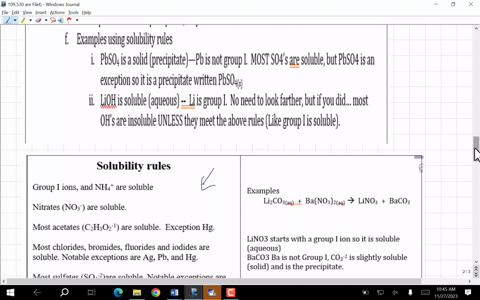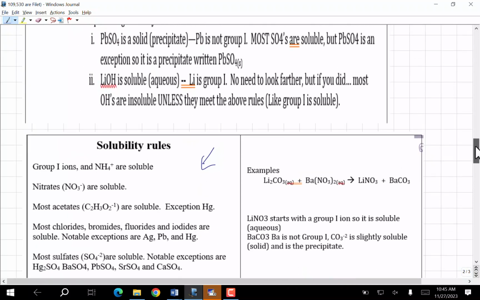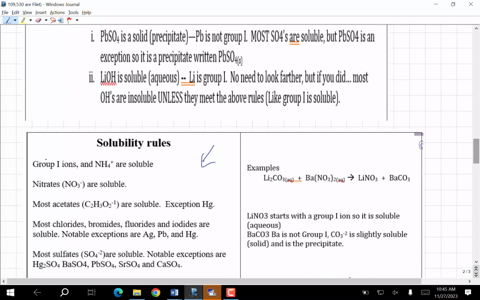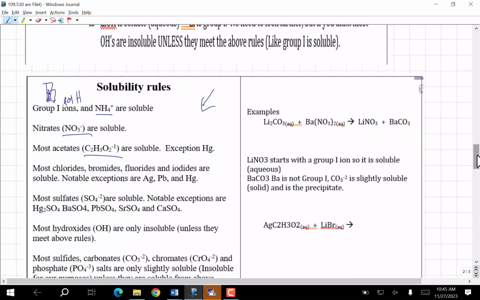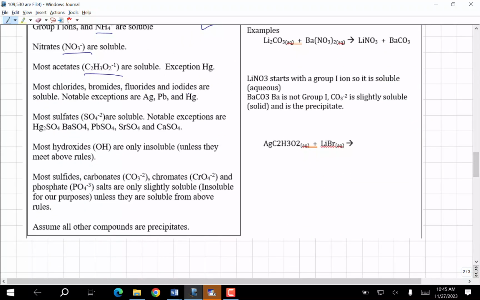So let's take a look at PbSO4. PbSO4 is a solid. Okay, so let's look at our solubility rules. Group 1 ions. So on our periodic table, the group 1 ions are these guys. That's not H. Are always soluble. NH4 positive is always soluble. Nitrates are always soluble. Most acetates are always soluble. Okay, then it gets a little bit meaner. Then we get chlorides, bromides, fluorides, iodides are soluble. Exceptions are these guys. So notice how it's most. Most sulfates are soluble. Noticeable exceptions are these.